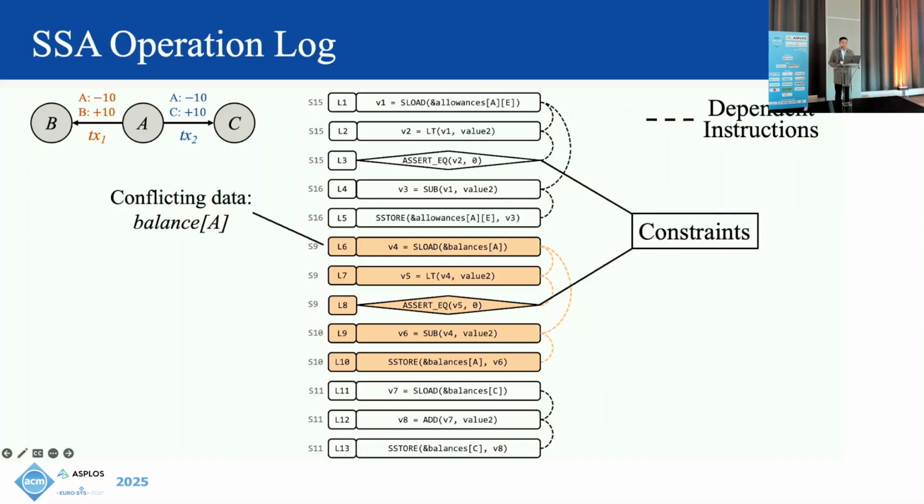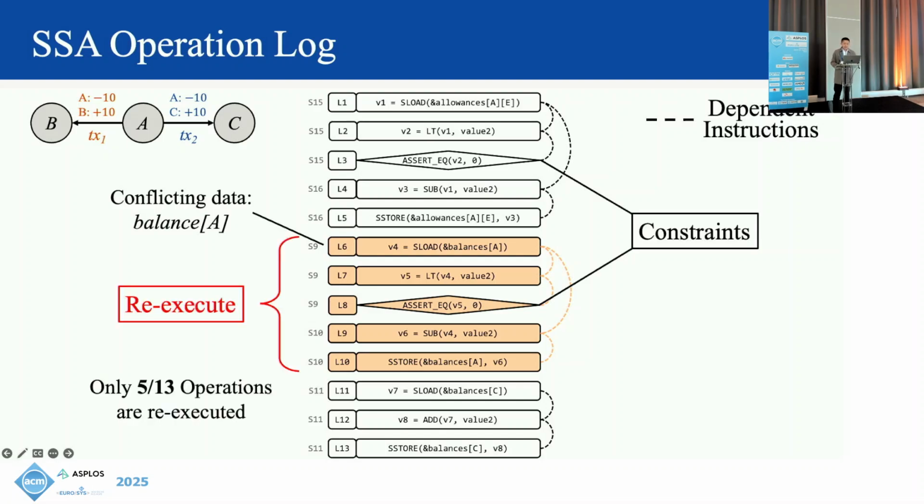Thus, we first identify instructions that depend on this dirty read. Using the SSA operation log's definition-use chains, we can identify these instructions precisely, which we marked in orange color. And as shown here, only 5 out of 13 operations are actually affected by the conflict. We then re-execute only these dependent instructions, updating their results while leaving the rest of the transaction untouched.